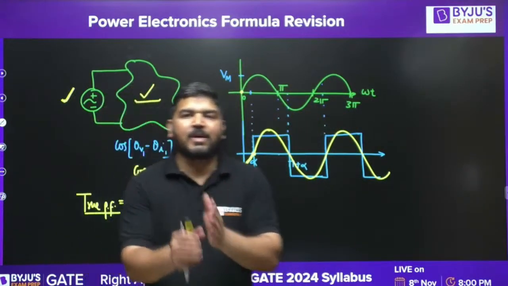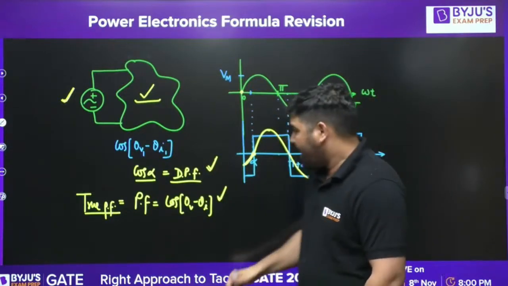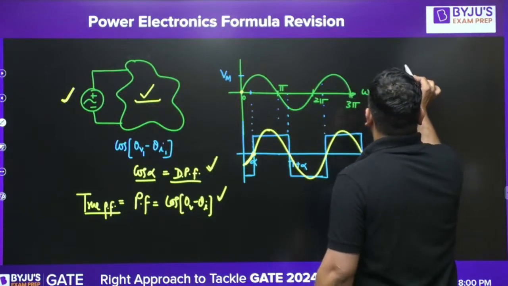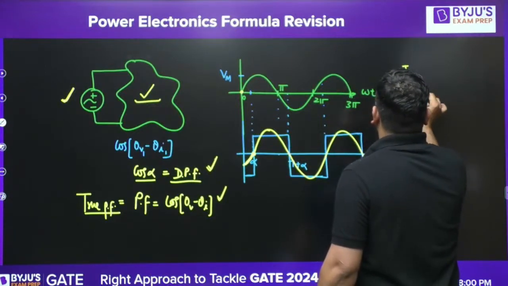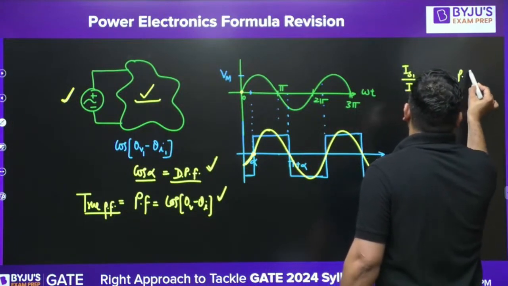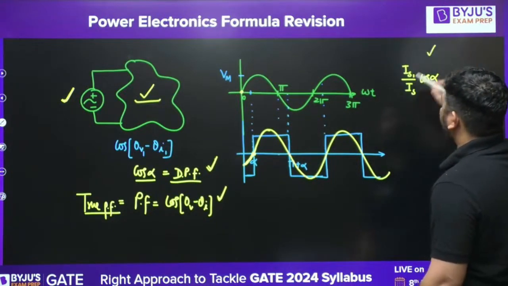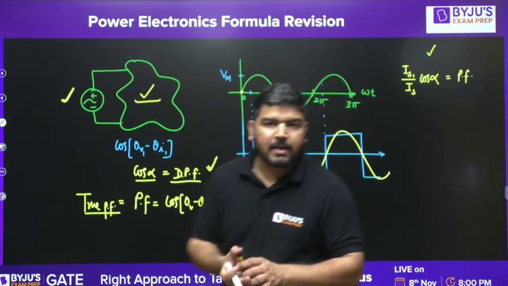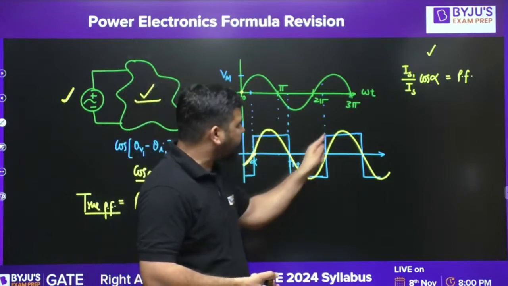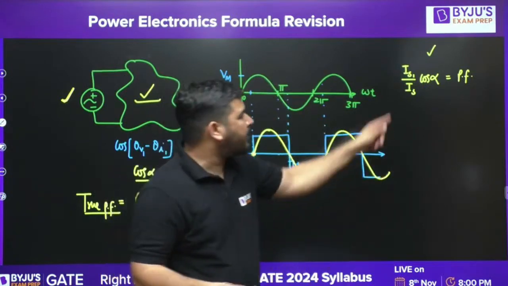If the power factor is poor due to harmonics, what is the power factor? The power factor will be equal to IS1 over IS into cos of alpha. This is my power factor. In this situation, let's say the voltage is like this and current is like this. Then the power factor will be IS1 over IS. What is IS? IS is the RMS value of this entire current. And what is IS1? IS1 is the RMS value of this fundamental component. So take the ratio of this and cos of theta V1 minus theta. This is my power factor.